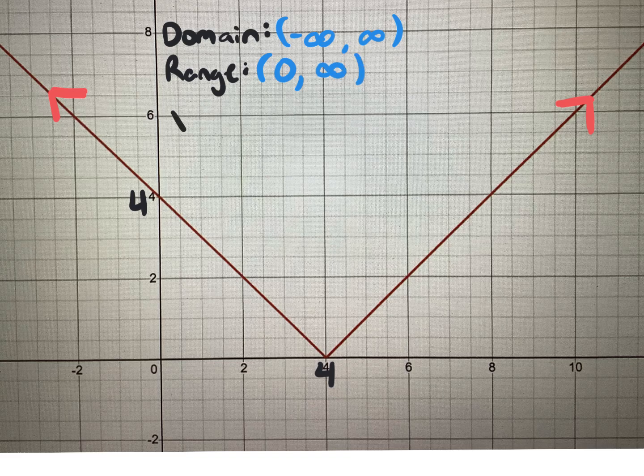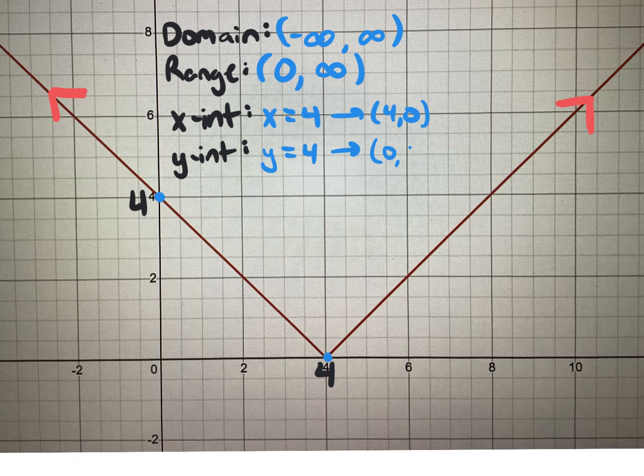Next is the x-intercepts. Where do we cross the x-axis or touch? X equals 4, right? It's right here. So we have x equals 4. How do I write that as a coordinate? 4, 0. Y-intercepts. Do I have any? Yep, look at this y-axis here. We do cross at 4, so this time we have y equals 4. How do I write that as a coordinate? 0, 4.